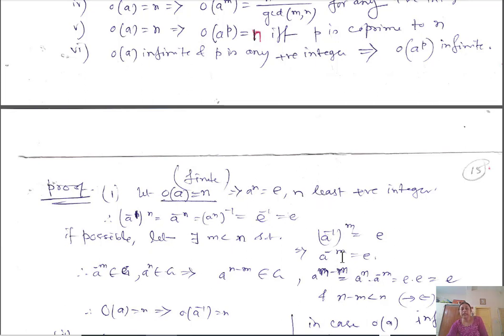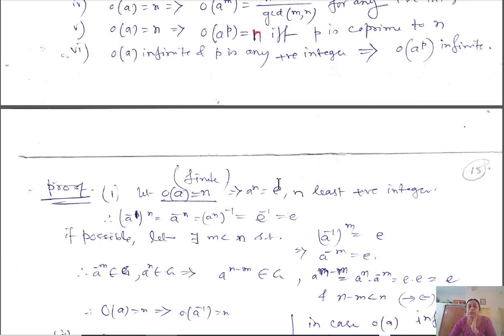So this means n is not the least positive integer for which A to the power n equal to e. We are getting a smaller power, less than this n, for which that value is e. So this is a direct contradiction to the fact that n is the order. So this type of m cannot exist. So this n is the least positive integer for which A inverse to the power n is e. Okay, so this is essential. This is the general way of proving this type of things.